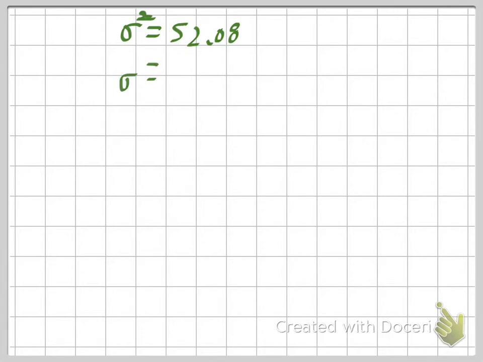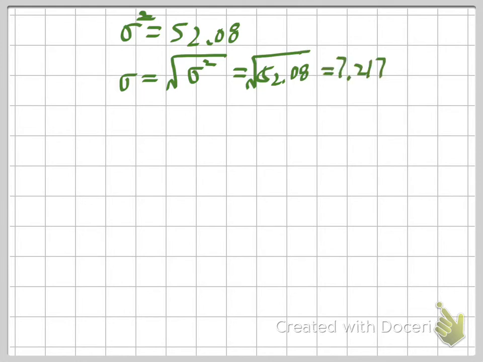Okay, and the last step is how we compute the standard deviation. The standard deviation equals the square root of our variance, right? So this means it equals the square root of 52.08. And by the calculator, we get 7.217. Okay, so this is how we can find the mean, variance, and standard deviation of a continuous random variable, and I also gave an example of this.